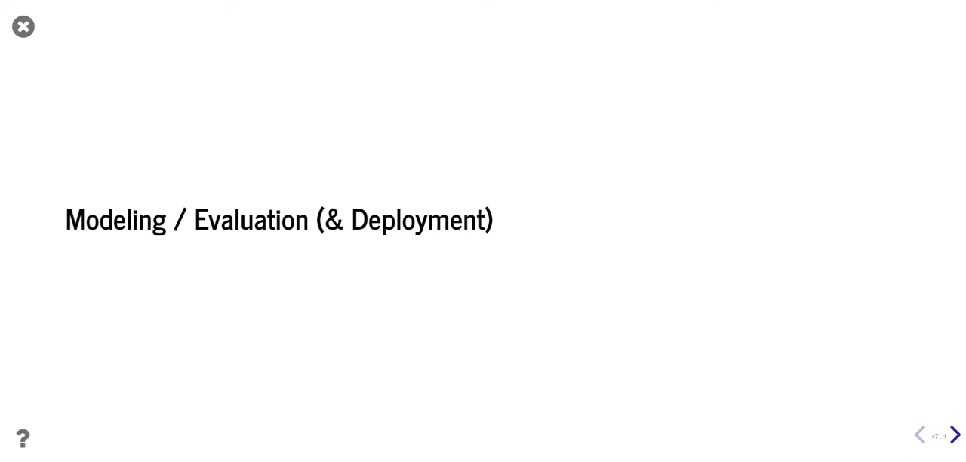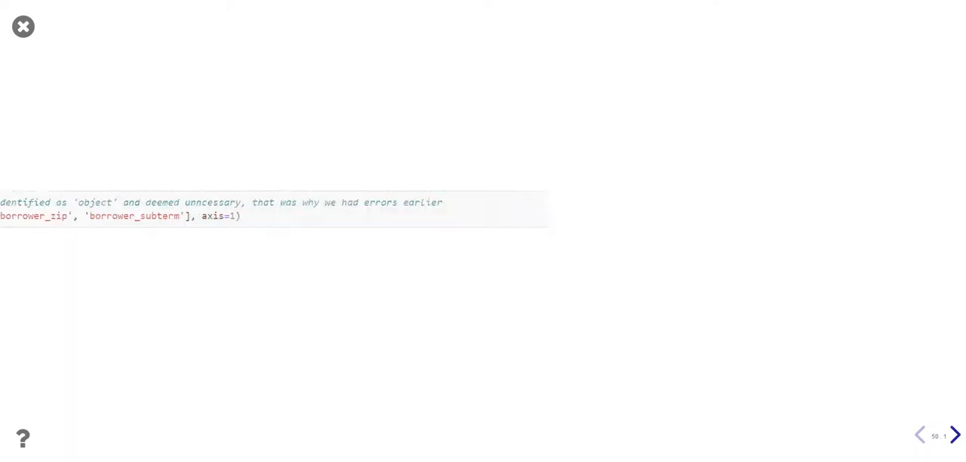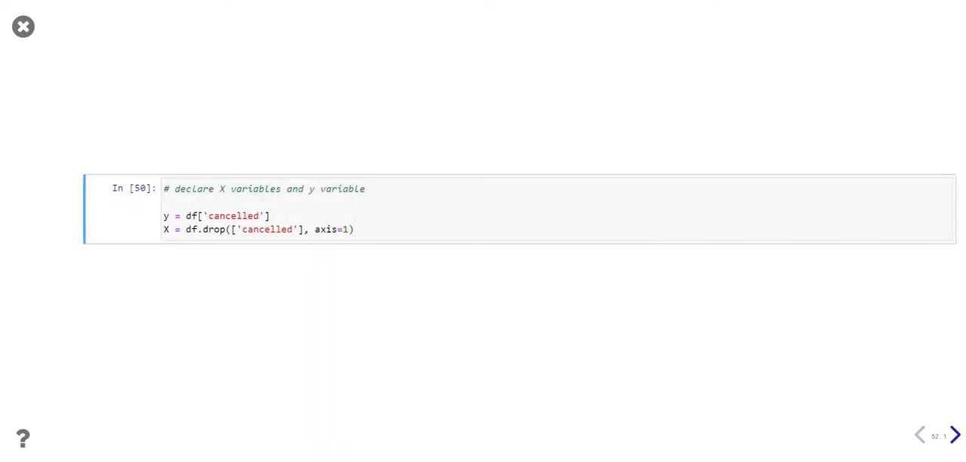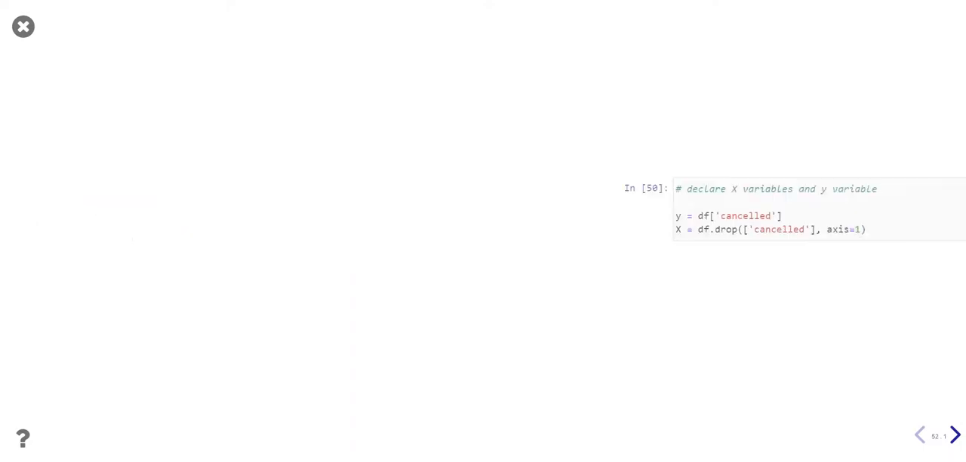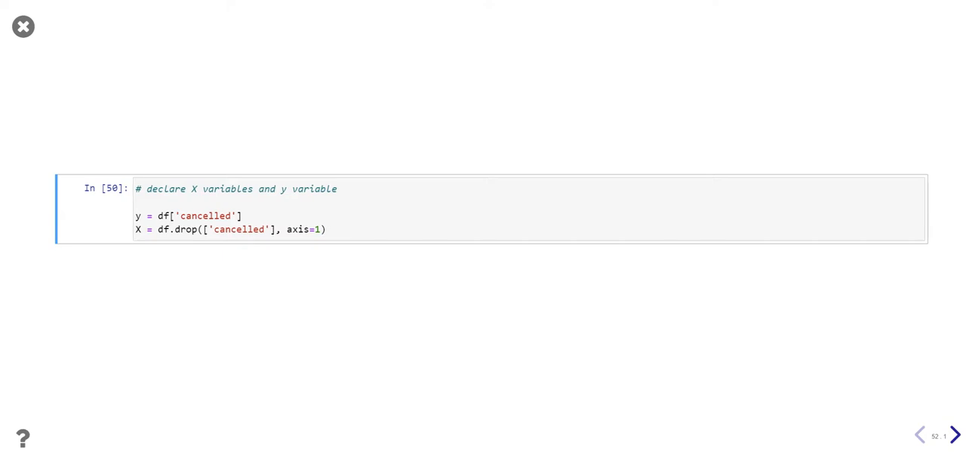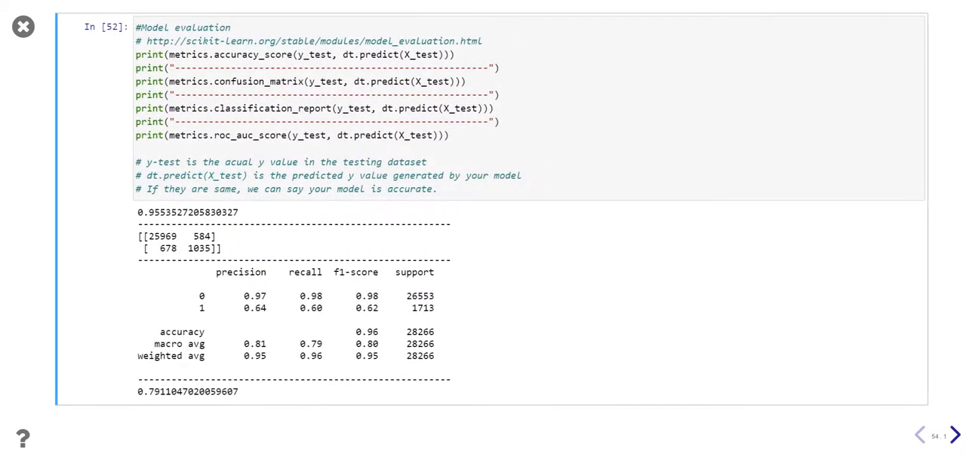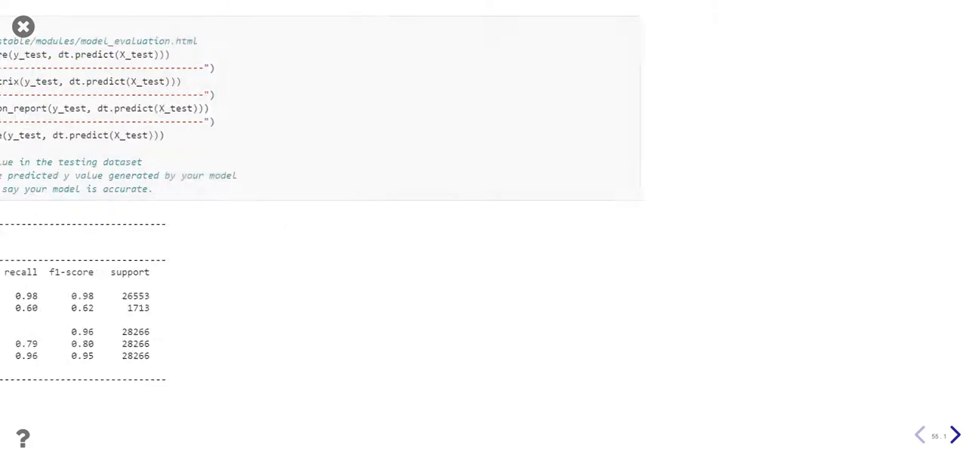So then we went into our model and deployment section here. Started with classification. I'm not going to show much of this, but we did create dummy variables. Once again, if you're interested in any of that, the Jupyter Notebook is going to have all your answers there. And then we're going to look at decision tree as the first form of classification. We created an X variable, Y variable, and then we split, validated, and tested the decision tree model, and here are our results with a 95.5% accuracy and a 0.79 area under curve score as well.